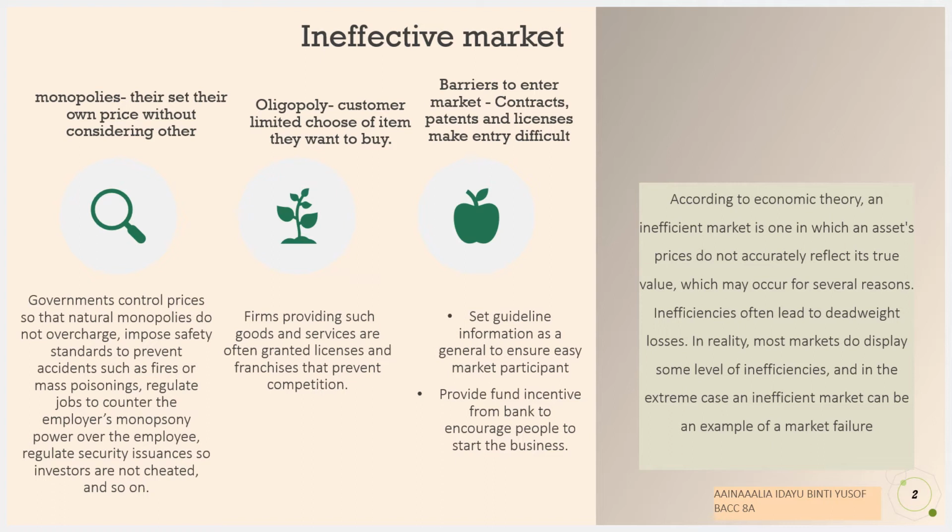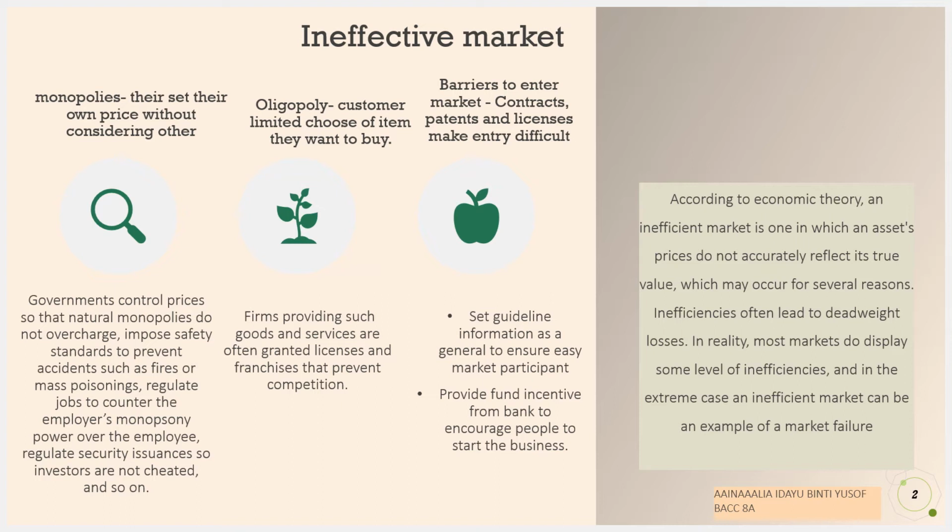Next, the oligopoly market leads to an ineffective market when customers have limited choice of the items they want to buy. Through this theory, firms provide goods and services and often grant licenses and franchises to prevent competition through the regulations. Next is the barrier to entry into the market: contracts, patents and licenses make entry difficult. So through this theory, the government will set general guidelines to ensure easy participation, and they also provide fund incentives to encourage people to start businesses.